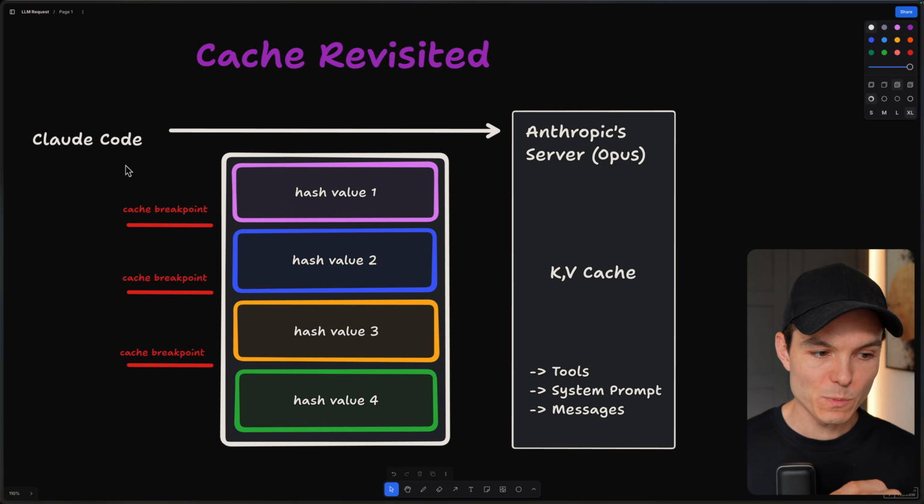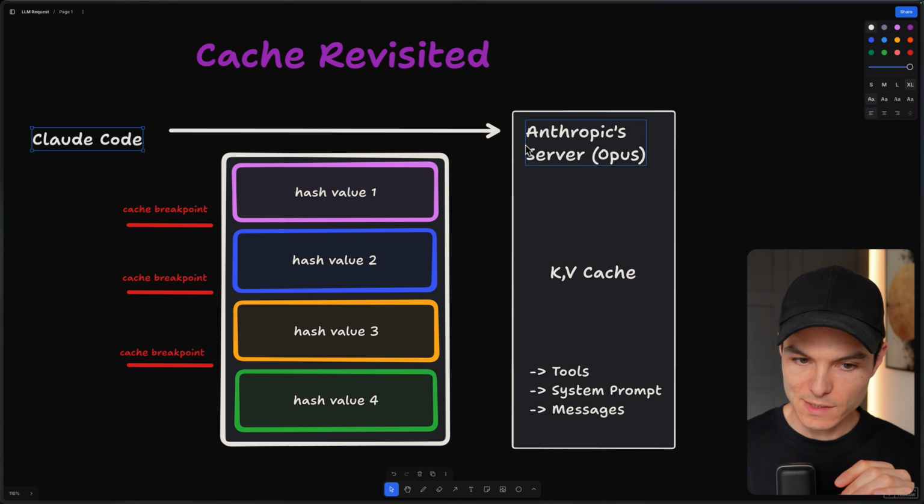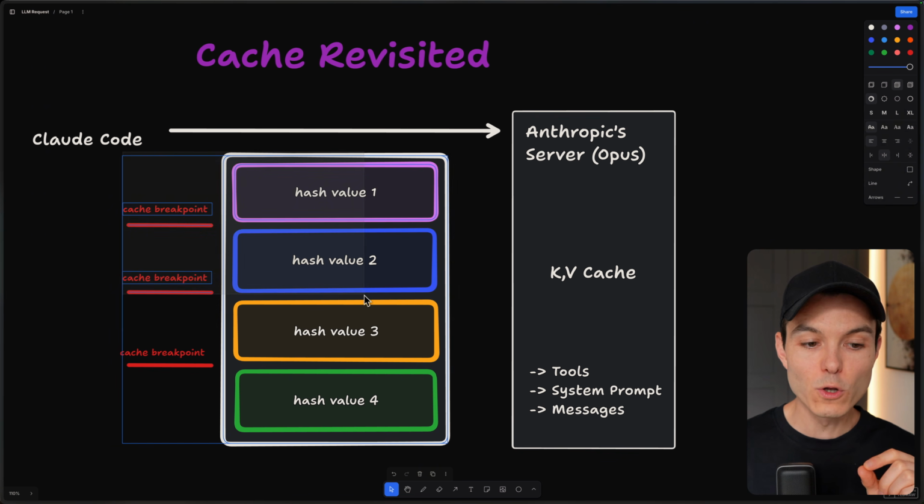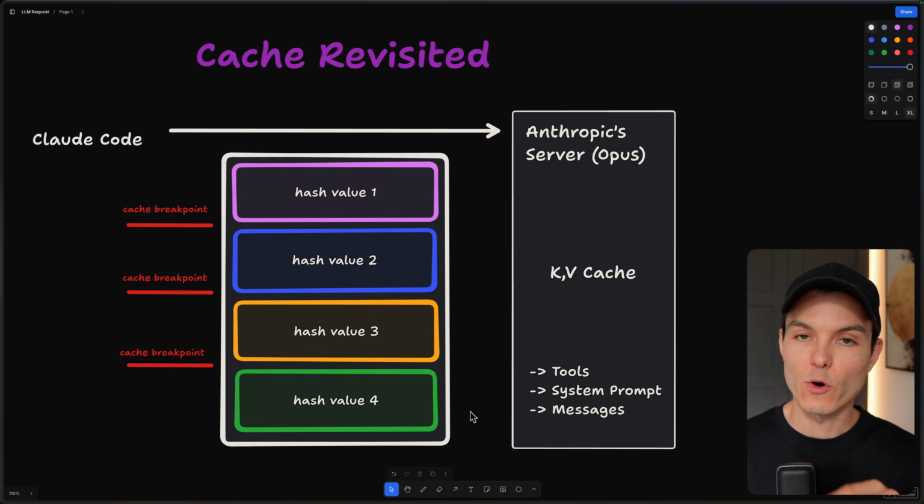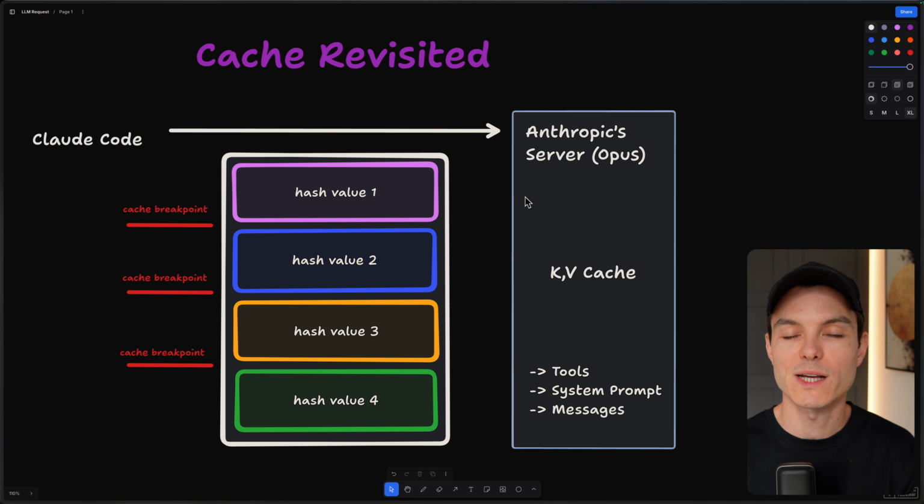LLMs are stateless, which means that whenever Claude Code sends a request to the Anthropic server, the whole chat history is being sent on every turn. We send a huge amount of text to the LLM. We compute the attention score for every single token in order to predict the next token. And on the next turn, we do the same thing again.